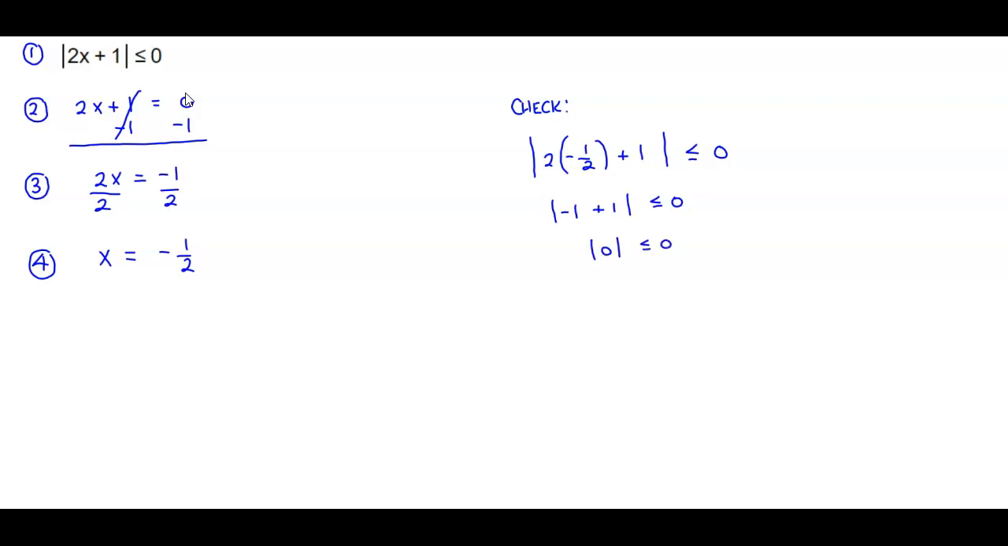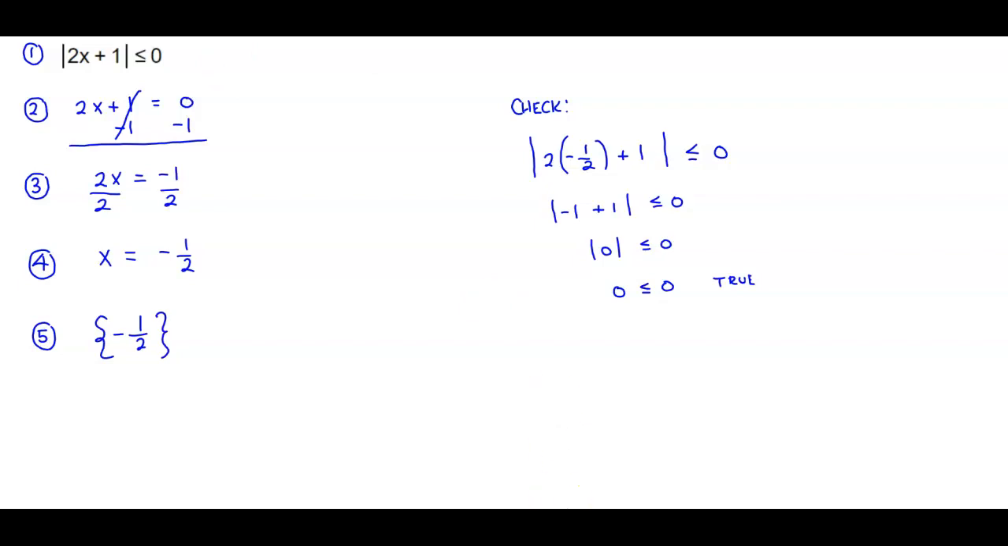And the absolute value of 0 is 0. Now, is 0 less than 0? No, but it is equal to 0, so therefore this is a true statement. So the only solution to this particular problem is negative 1/2.